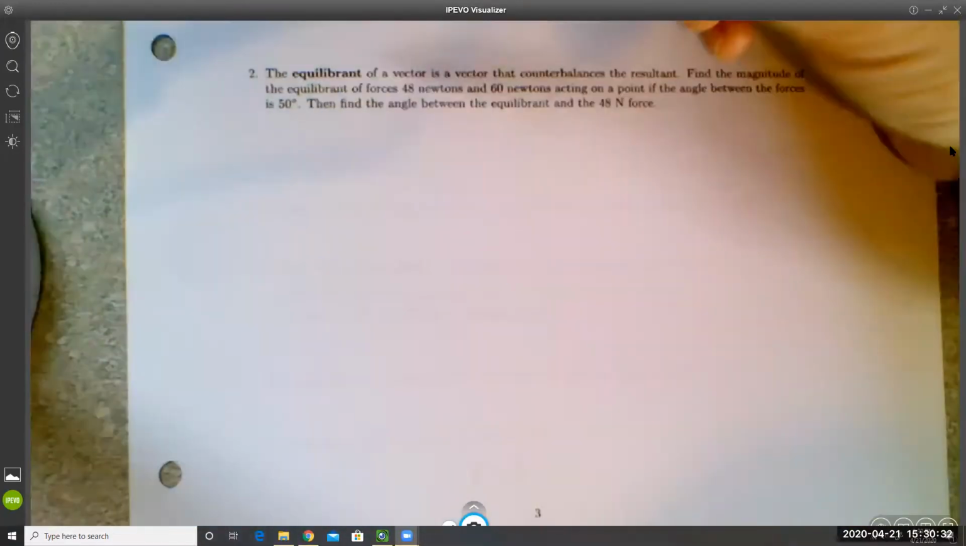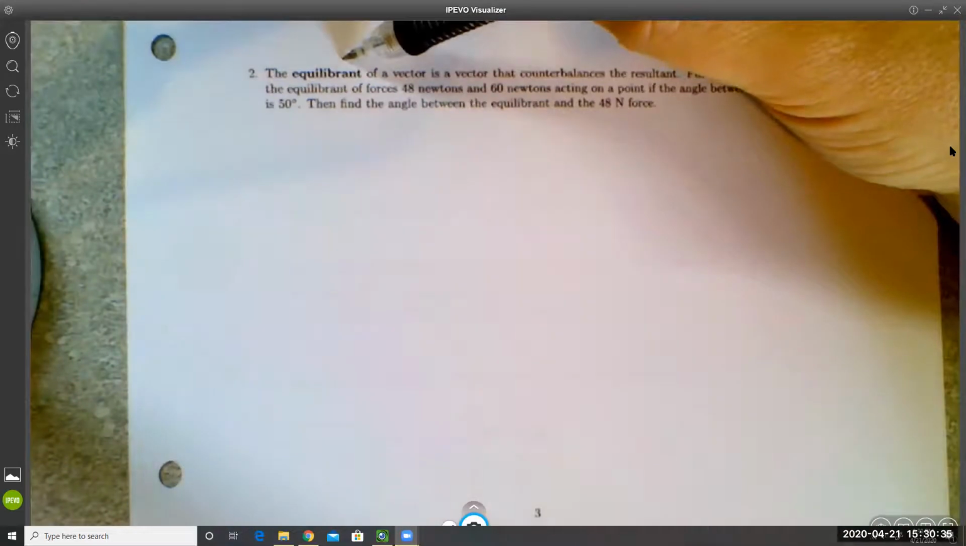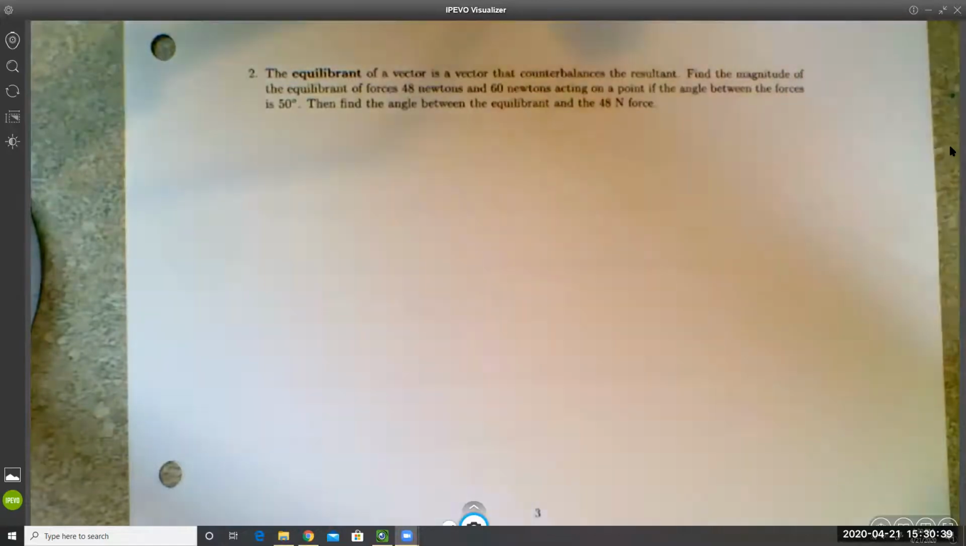So this was a new word for me, I'll be honest with you. The equilibrant, I guess is how you say it. I didn't bother to look it up before I started recording this video, but I'm going to call it the equilibrant. The equilibrant of a vector is a vector that counterbalances the resultant. So if you've got a couple forces or whatever, and you find the resultant force, then the equilibrant is just the opposite of that, right? So it counterbalances the resultant.